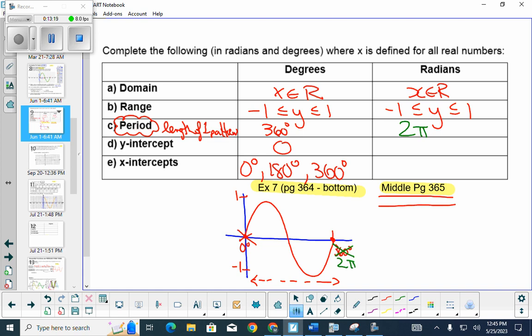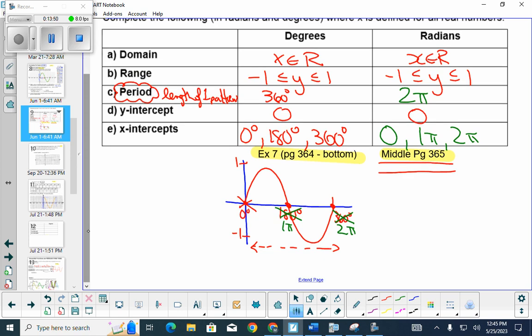Okay, y-intercept is still 0. That has not changed. Now, our intercepts are at 0, 180, and 360. So if 360 is 2 pi, what is 180? 1 pi. So our intercepts are at 0, 1 pi, 2 pi. Now, I just need you to understand this. If you hit the pi button on your calculator, that is like saying 0, 3.14, and 6.28.